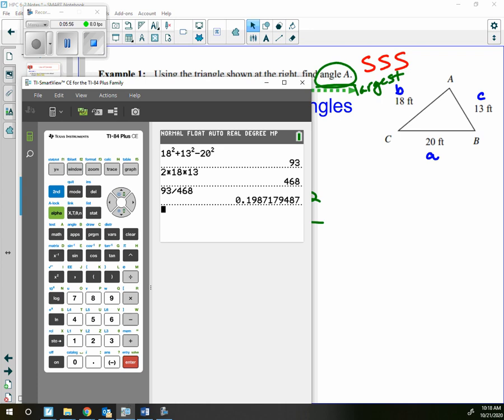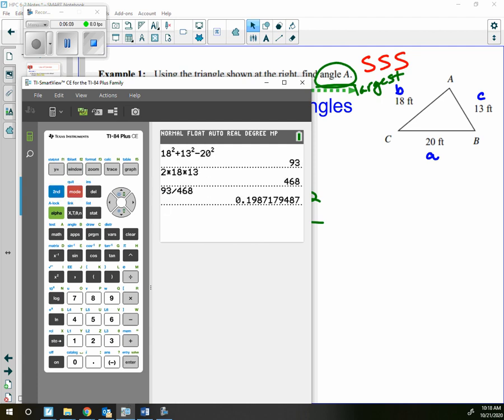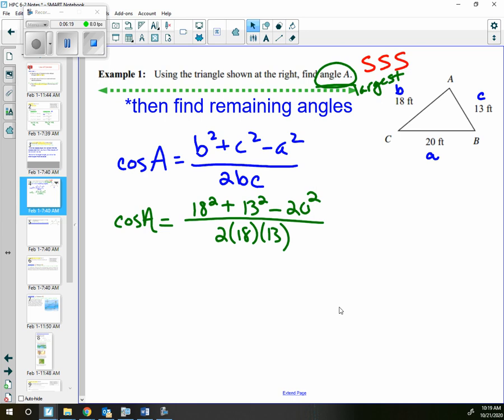So then what I want to do is find the inverse of that, so inverse cosine. Now double check, what mode should your calculator be in? We're dealing with degree measures, so make sure you're in degrees. That's a really common error that people make. So double check that your mode is in degrees, and we're going to do inverse cosine of our answer, and we're going to get an angle value, 78.5. I'm going to go ahead and round to tenths as well, so that should be fine.